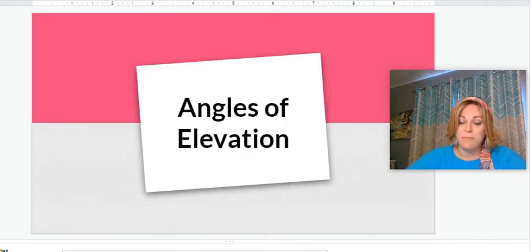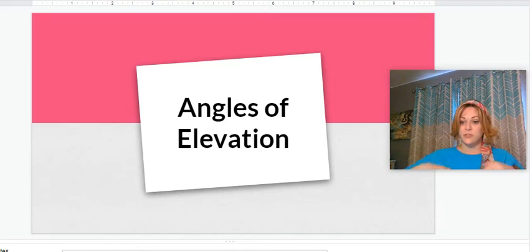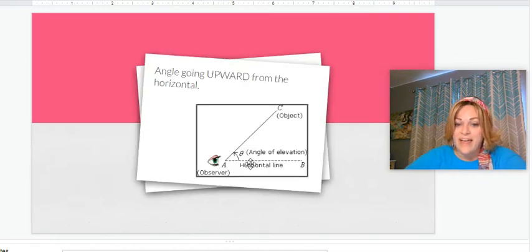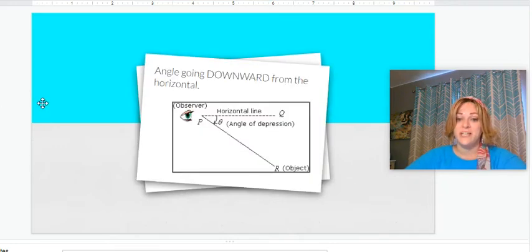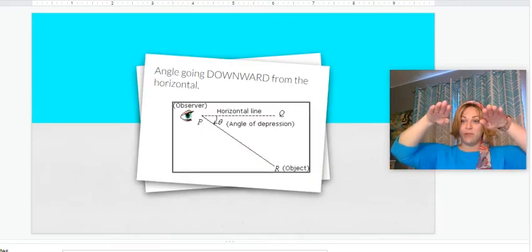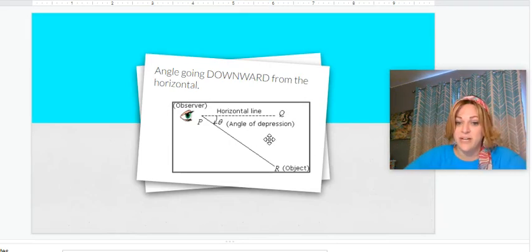Angles of elevation. We're actually going to talk about angles of elevation and depression. So if I look straight out and I am horizontal to the ground level, so if I'm looking upward, then I'm taking my line of sight and looking upward. That's an angle of elevation. It's going up from the horizontal. Okay, so whenever you're looking upward, that's the angle of elevation. But if you're looking for the angle of depression, you take that horizontal viewpoint and go downward. That is the angle of depression.